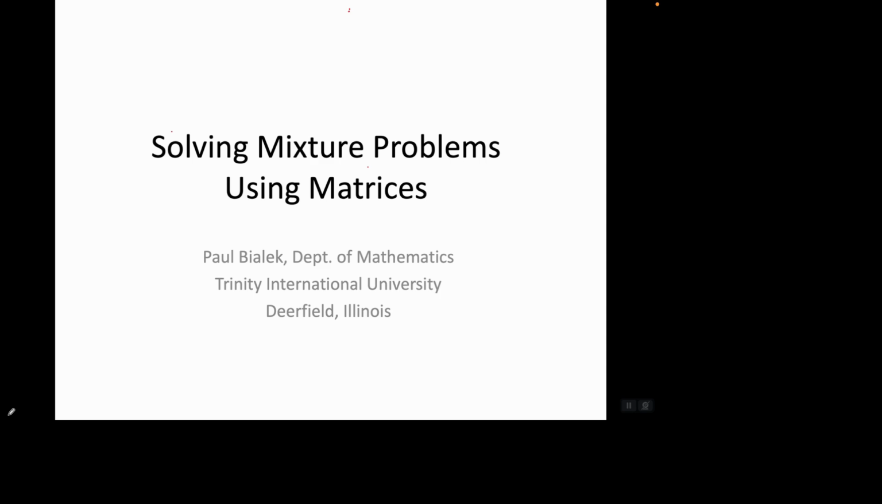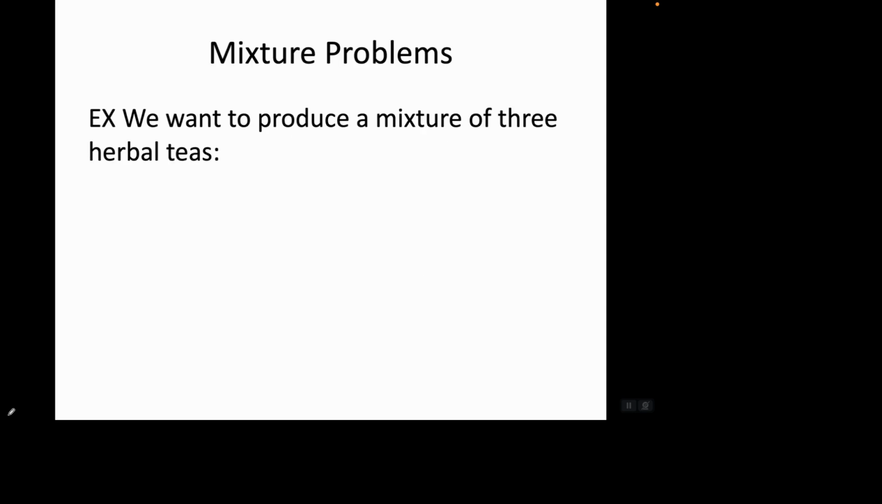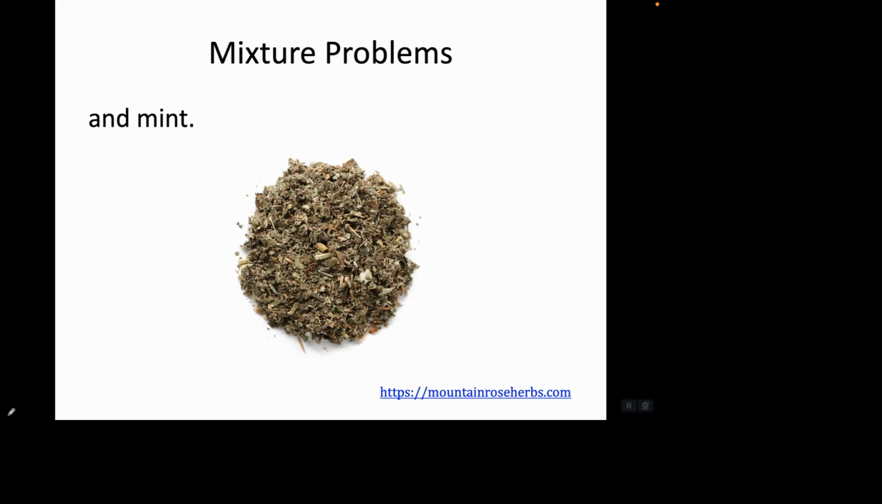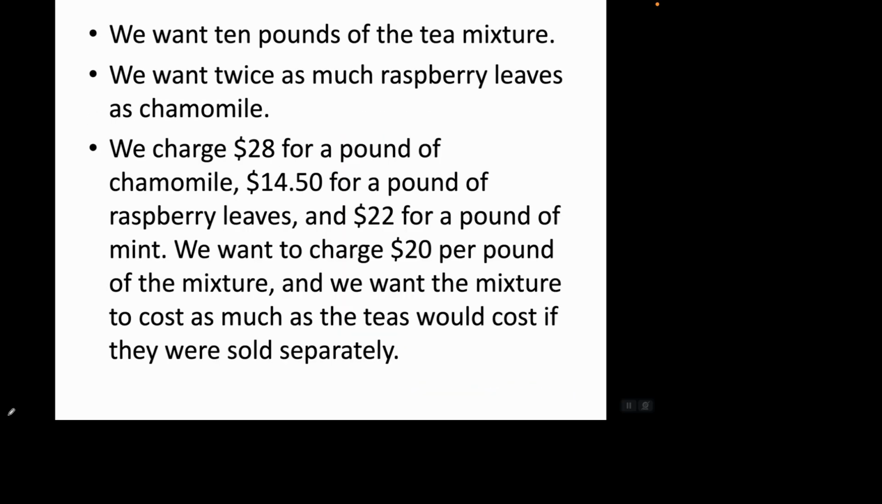Let's talk about solving mixture problems using matrices. For example, we want to produce a mixture of 3 herbal teas. Chamomile, this is a beautiful picture from Mountain Rose Herbs, a place that sells teas. Raspberry, and mint. We want 10 pounds of the tea mixture. That's quite a bit of tea.